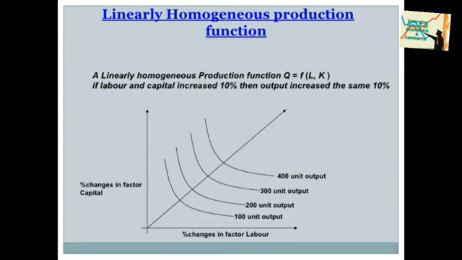Constant returns to scale is also called a linear homogeneous production function. In a linear homogeneous production function, if labor and capital increase 10%, then output increases by the same 10%. That is shown in the graph.